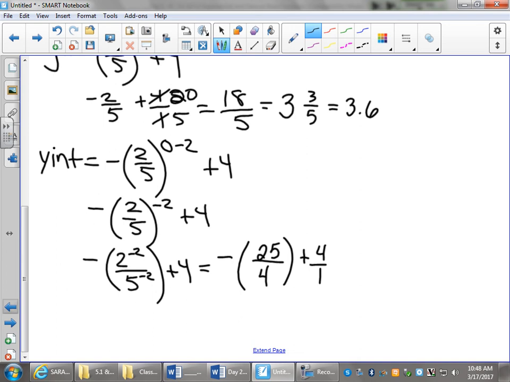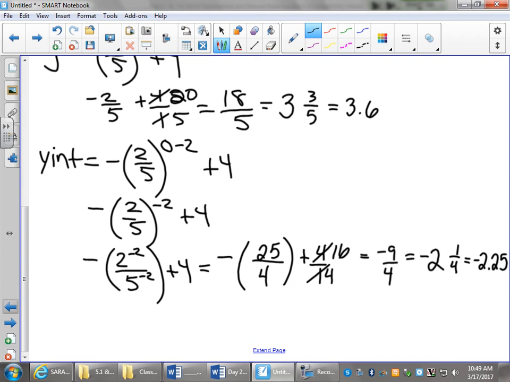What will the common denominator be? 4. So multiply this both by 4. So a lot of fraction practice here. This is good fraction practice and exponent practice. And then negative 25 plus 16 is going to be negative 9/4. How many times does 4 go into 9? 2 times with 1/4 left over. So it's negative 2.25 for the y-intercept.